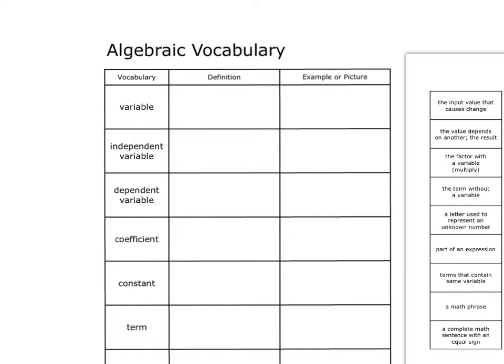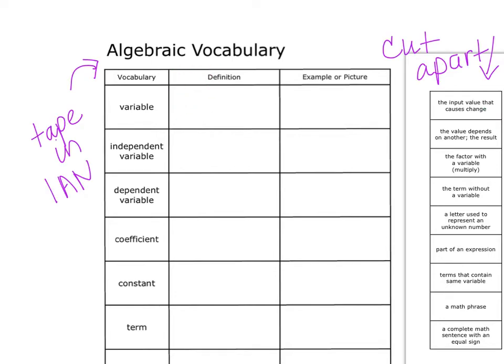Okay, you should have picked up the following two pieces of paper. You have a sheet that has algebraic vocabulary at the top, and you have this cut sheet over here. These all need to be cut apart. This needs to be taped into your interactive notebook. While you're doing that, be sure and pause the video. Get yourself set up. We want to go ahead and tape it in our interactive notebook so that we don't lose it.